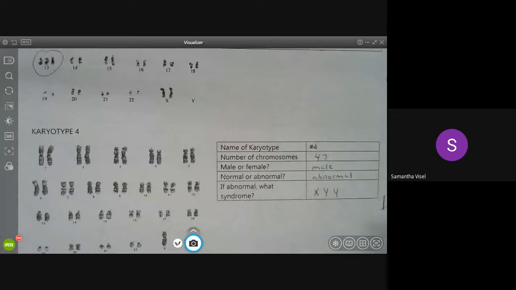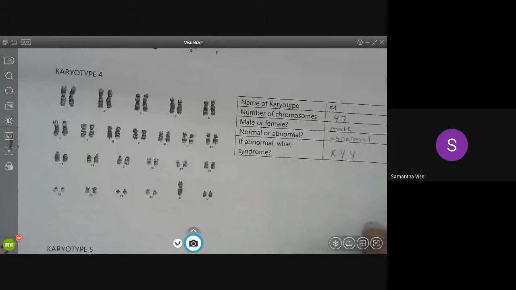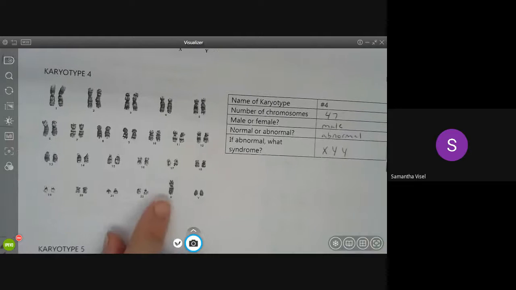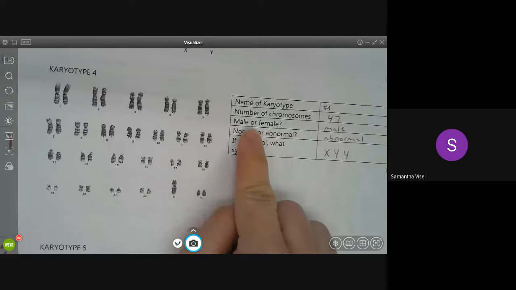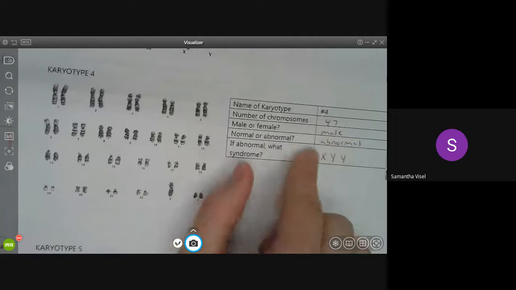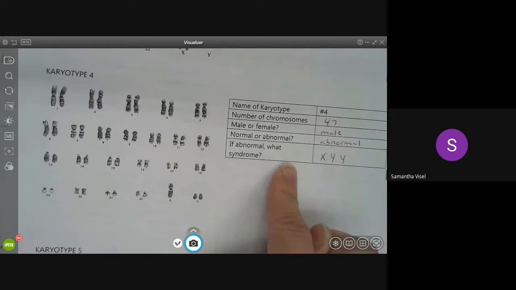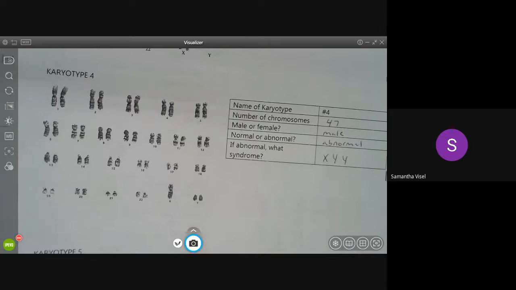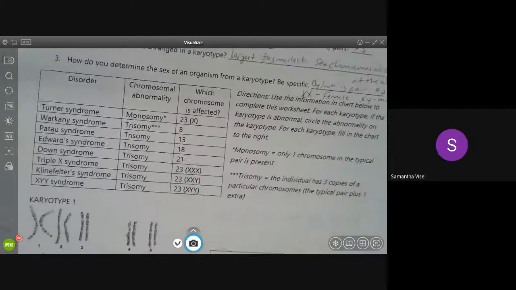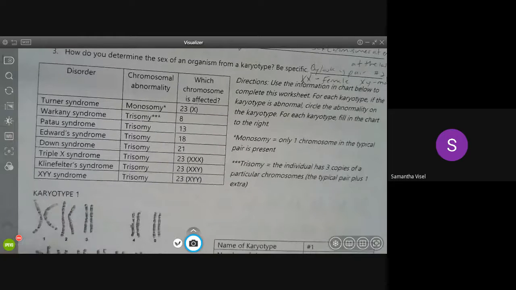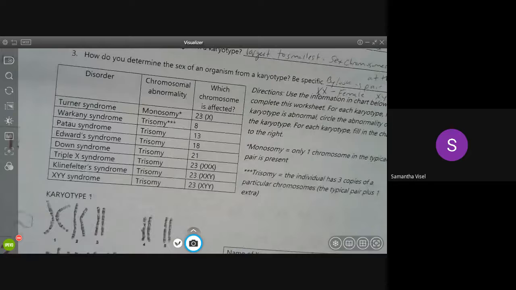Karyotype number 4, so we do have an extra chromosome. I have 1 X and 2 Ys. So since I do have here an X and a Y chromosome, the sex of this person would be considered male. It is, though, abnormal, so this man is supposed to only have 1 Y chromosome. Instead, he has 2. And so this is disorder XYY. It doesn't have a fancy name. Instead, it's just XYY syndrome. So extra Y chromosome.